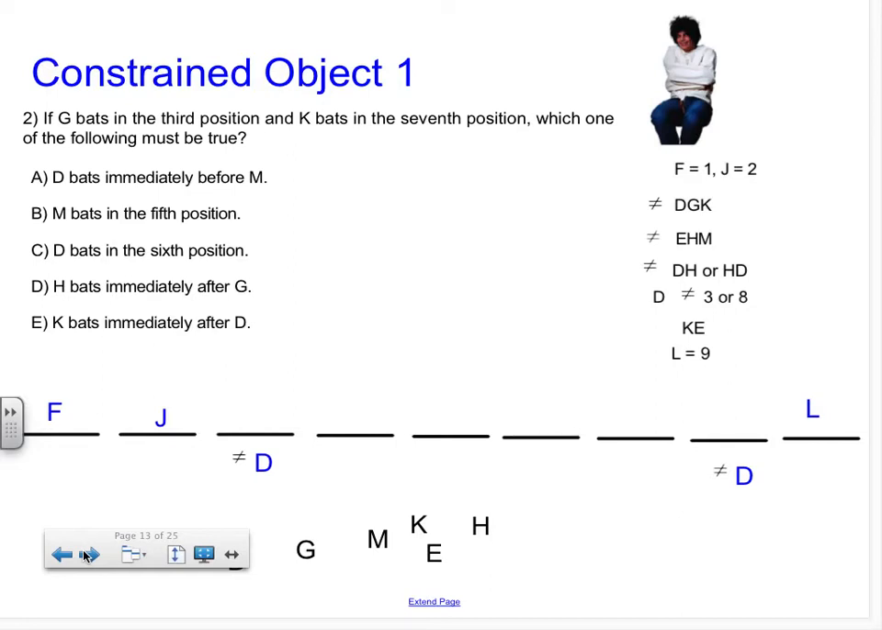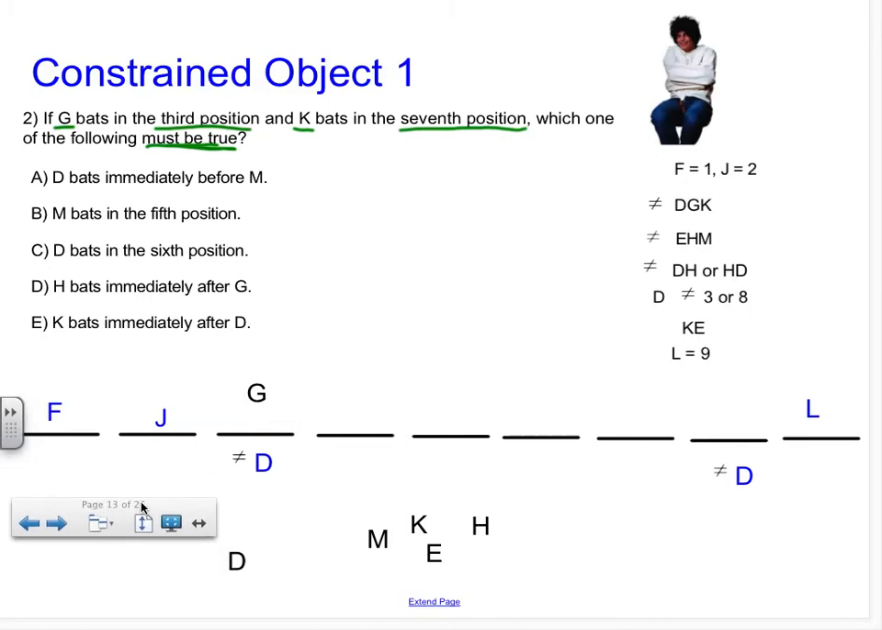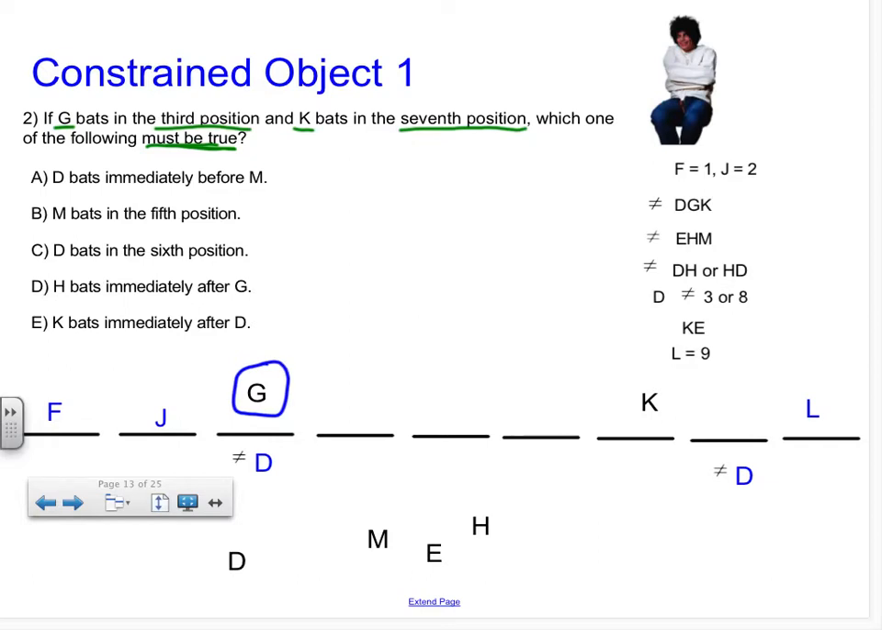Number 2 reads, if G bats in the 3rd position and K bats in the 7th position, which one of the following must be true? So they have to be true. There's no other alternative according to the question. So let's put our letters in the right spots. G is in the 3rd position. What else we have? K's in the 7th position. And these letters are constrained. We're not going to move them throughout the entire question.